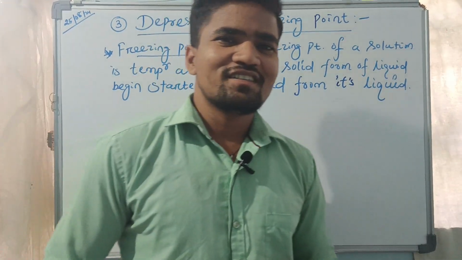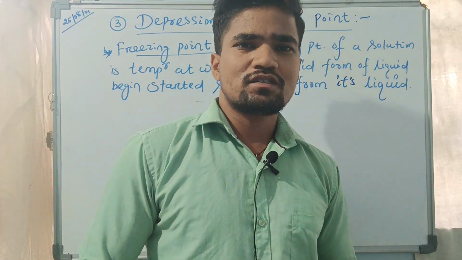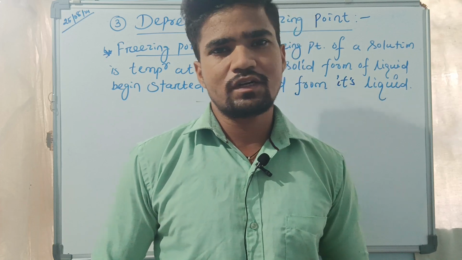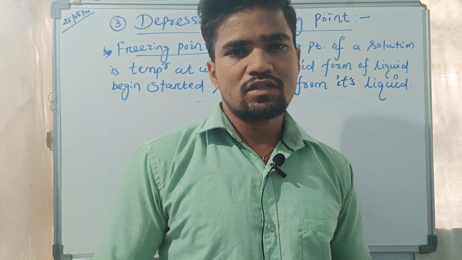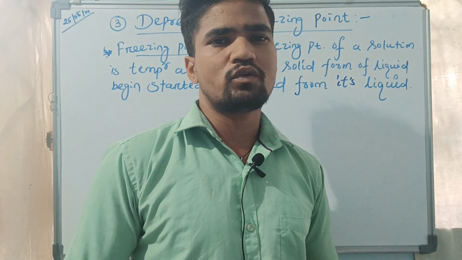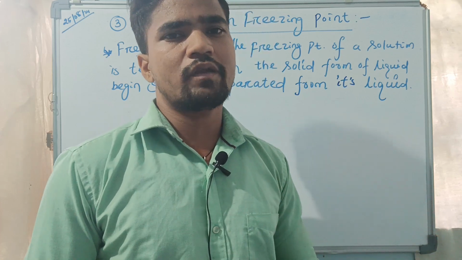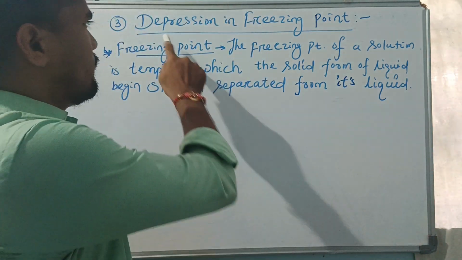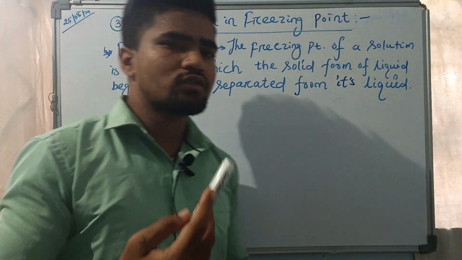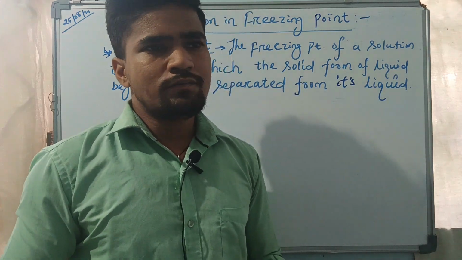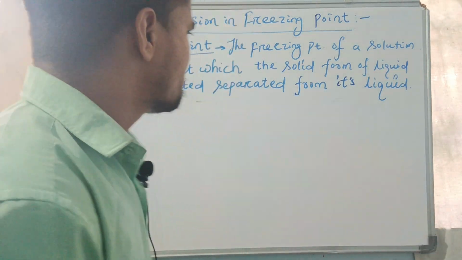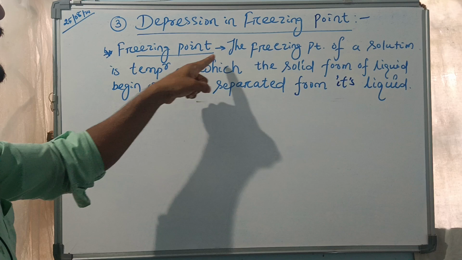So hi everyone. In the last video we already discussed two colligative properties: relative lowering of vapor pressure and elevation in boiling point. And in this video we will continue with the remaining two colligative properties. One is depression in freezing point, and the last one is called osmotic pressure. Okay, so what is freezing point?